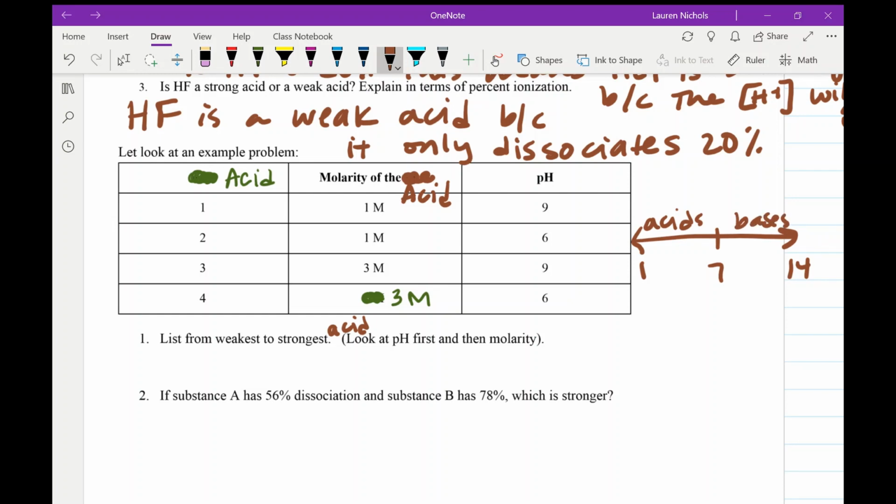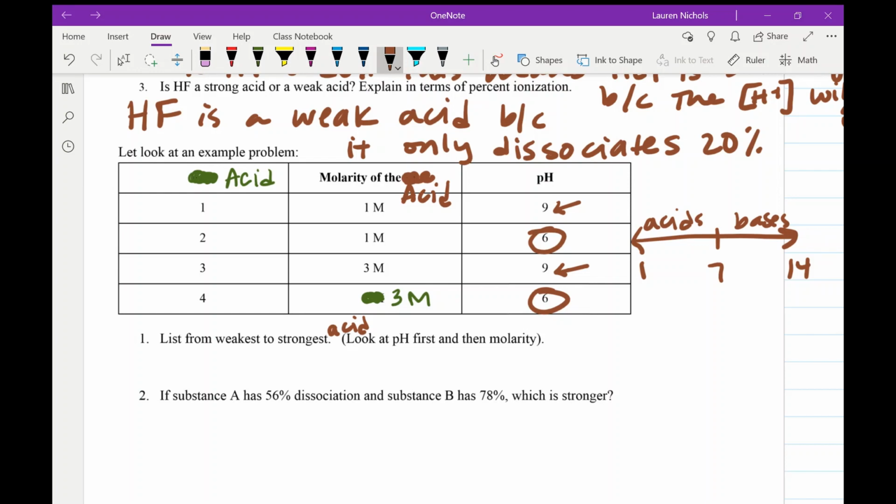Well, if I want to know the weakest to strongest acid, the closer I am to 1, the stronger the acid is. If I was close to 14, I would be a very, very strong base, but a weak acid. So when I look at my pHs, 9s are more on the basic side, which means extremely weak acids because they're actually moving into stronger and stronger base territory. So the pH of 6 are actually the only two that are in the pH range for an acid.